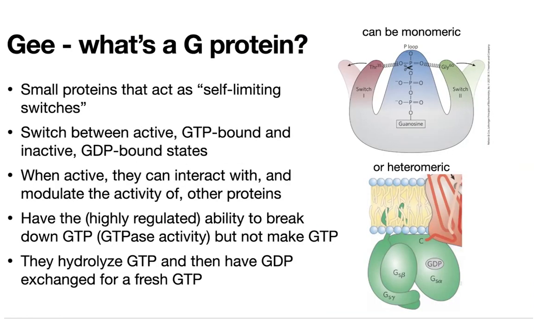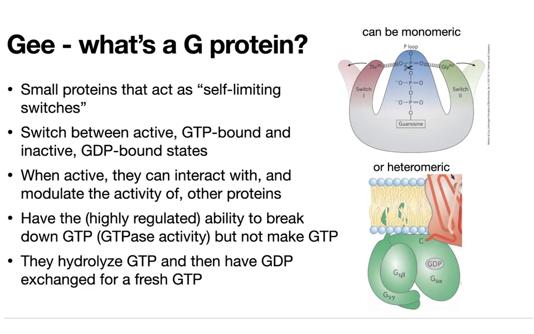A G protein is a small little protein. It can be monomeric, so it can hang out by itself, like we see with the RAS protein in receptor tyrosine kinase pathways, or it can be heteromeric, so it can be part of, say, a G protein coupled receptor.